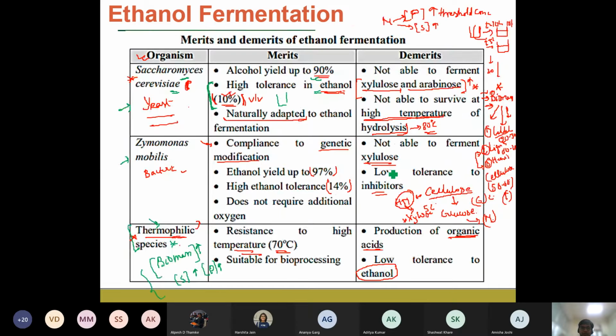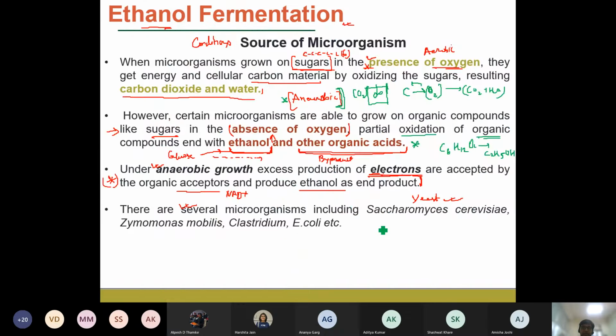So we have seen the overall reaction and yield of ethanol production, and then we have seen that there are different particular microbial strains. We have already seen in our earlier classes the differences between yeast, bacteria, fungi, and so on.